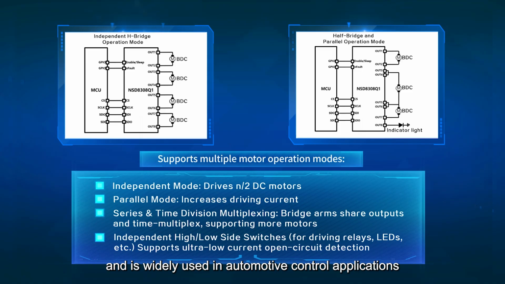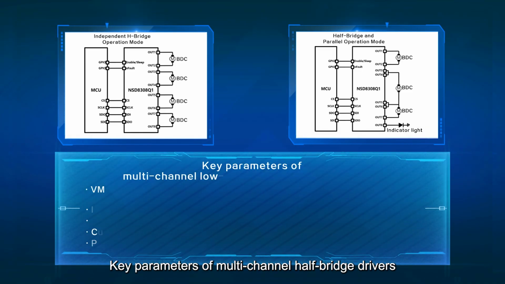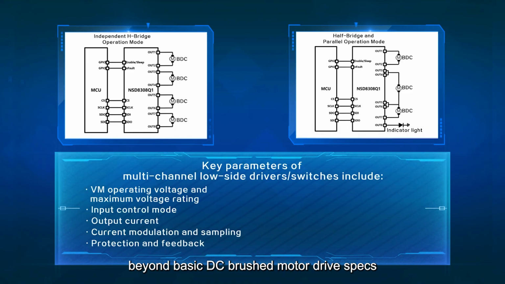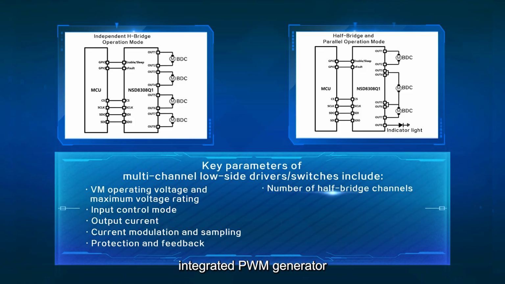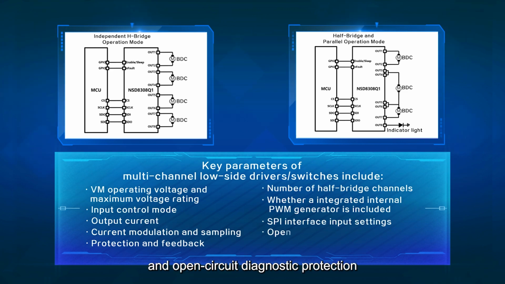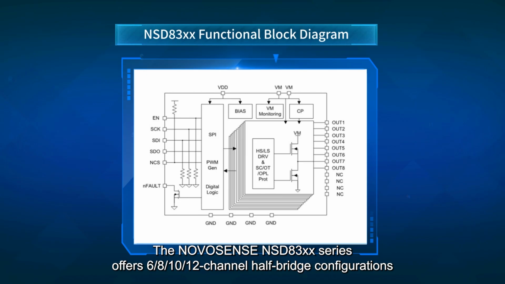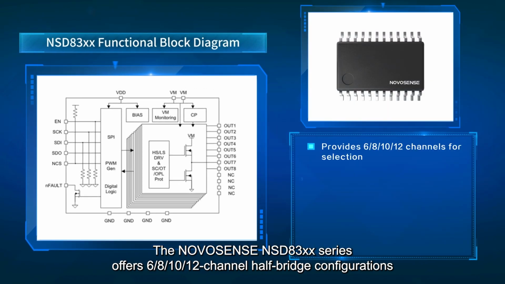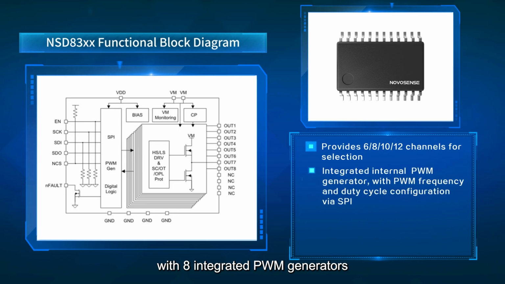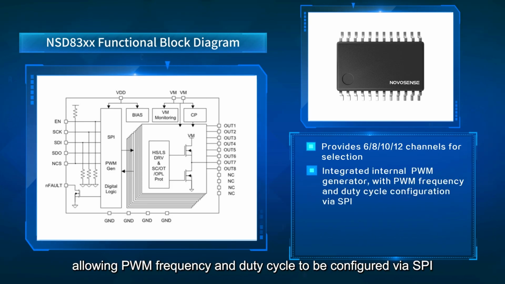Key parameters of multi-channel half-bridge drivers beyond basic DC brushed motor drive specs include the number of channels, integrated PWM generator, SPI interface, and open circuit diagnostic protection. The NOVOSENSE NSD-A3 series offers 6, 8, 10, 12 channel half-bridge configurations with 8 integrated PWM generators, allowing PWM frequency and duty cycle to be configured via SPI.